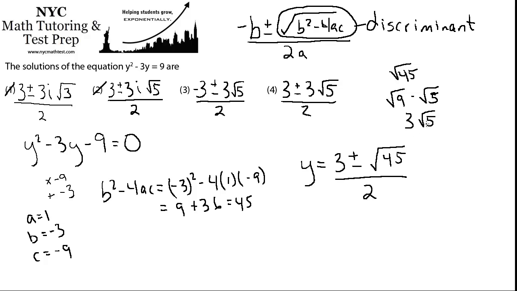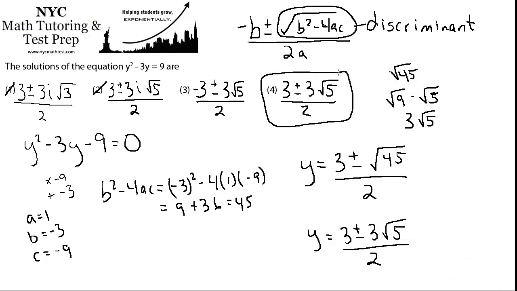So all we have to do is substitute 3 radical 5 in for radical 45, and we should have our final answer. So y equals 3 plus or minus 3 radical 5, all over 2. And that is answer choice 4. And that's it.